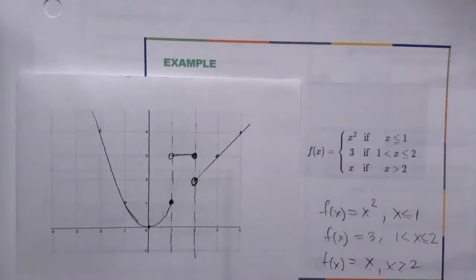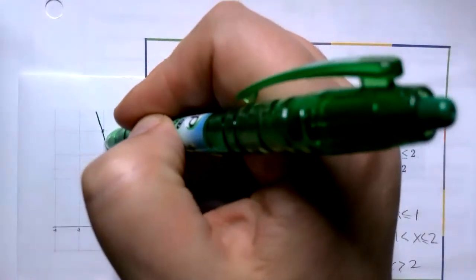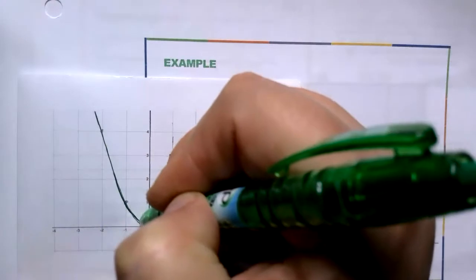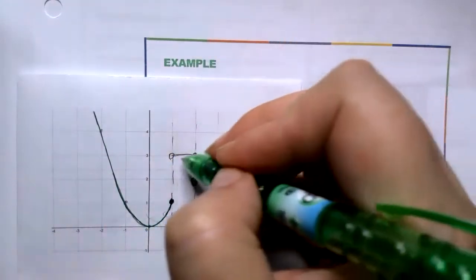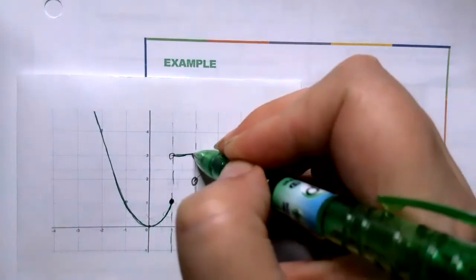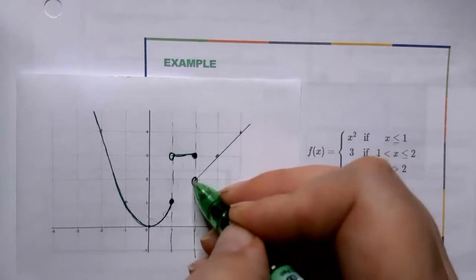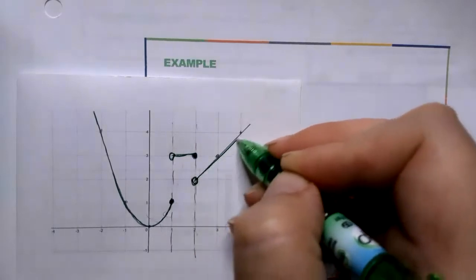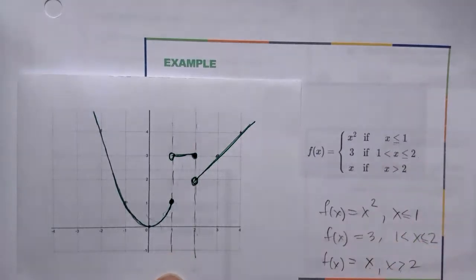So this is what our piecewise defined function looks like. And now we can actually draw it in. So it's this piece for x less or equal to 1, and then this piece for x between 1 and 2, and then this piece for x greater than 2. So this is what the graph of this function looks like.